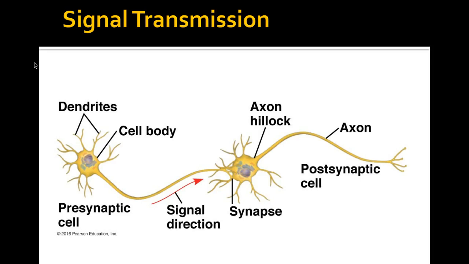past it. The cell in which the signal originates from is called the presynaptic cell. So then the action potential or signal moves towards the next cell, so that next cell is called the postsynaptic cell.